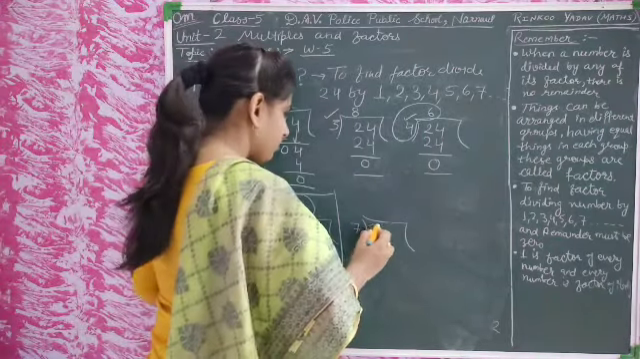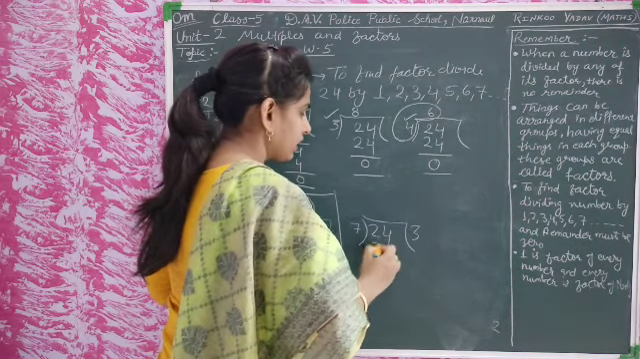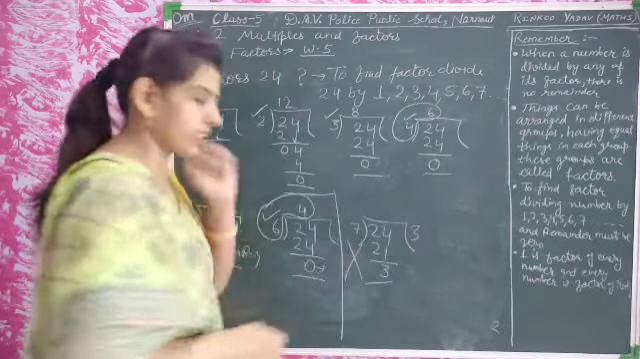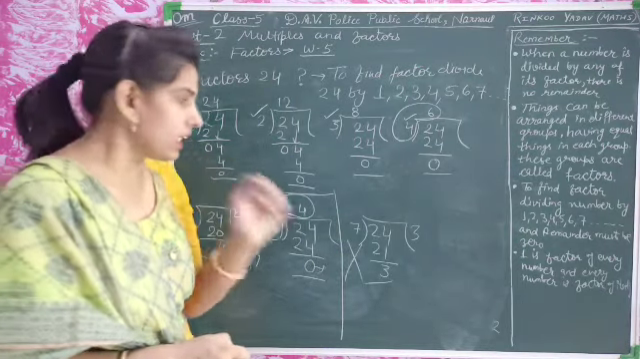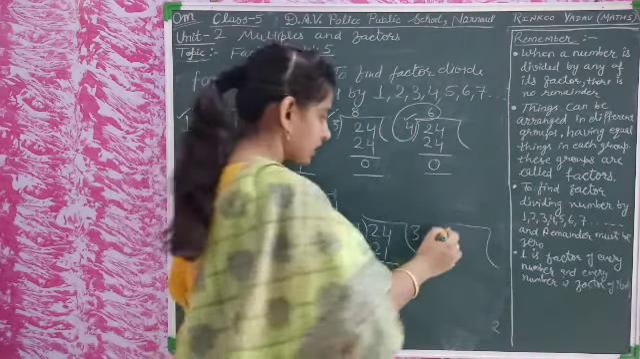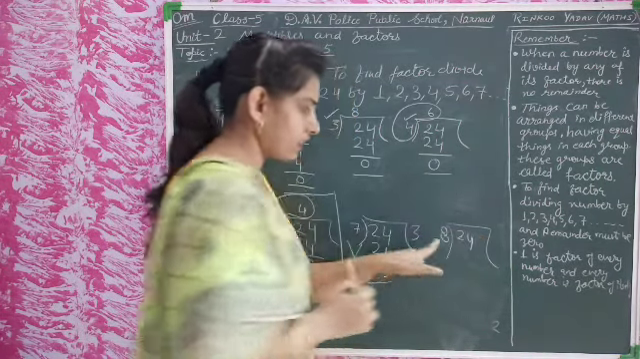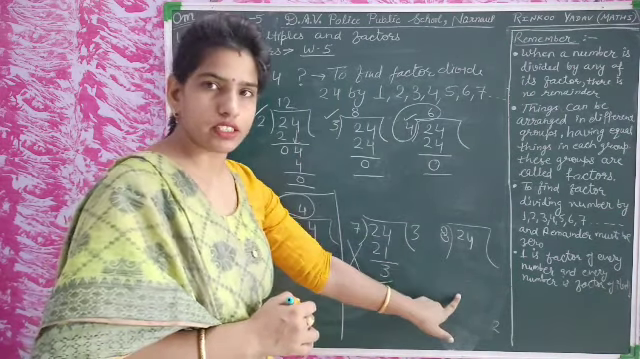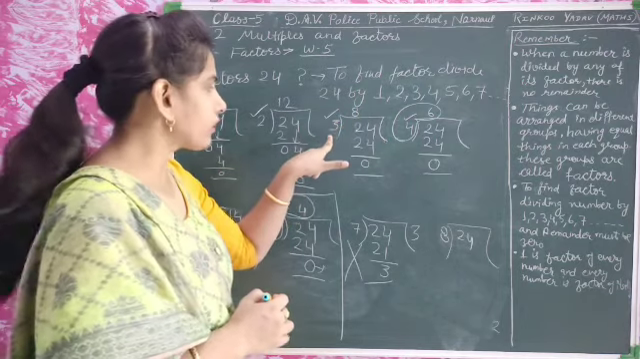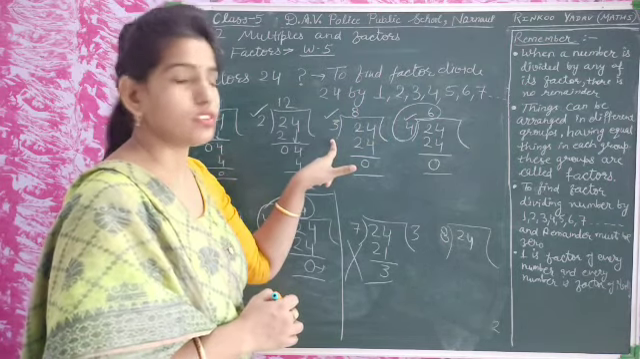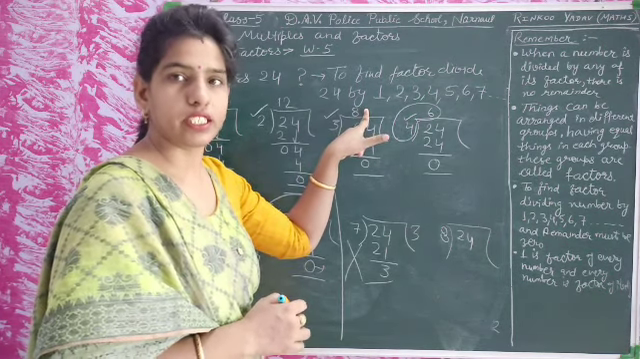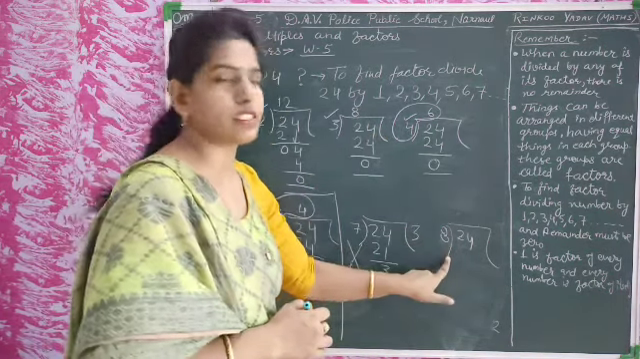Let's see, 24 divided by 7: 7 threes are 21, and there is the remainder 3. It means this is not a factor here. Is it clear, students? Now again we will check the next number, 8. You are seeing that there is 8 here. Dividing by 8, let's check whether this is a factor or not. We are seeing here that 8 times 3 is 24, and 3 is a factor. It means 8 is also a factor here. Is it clear, students? This must be necessary.